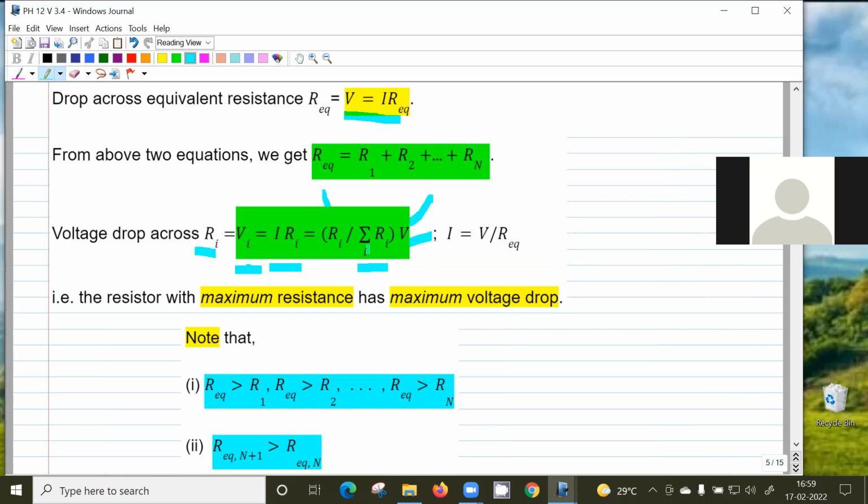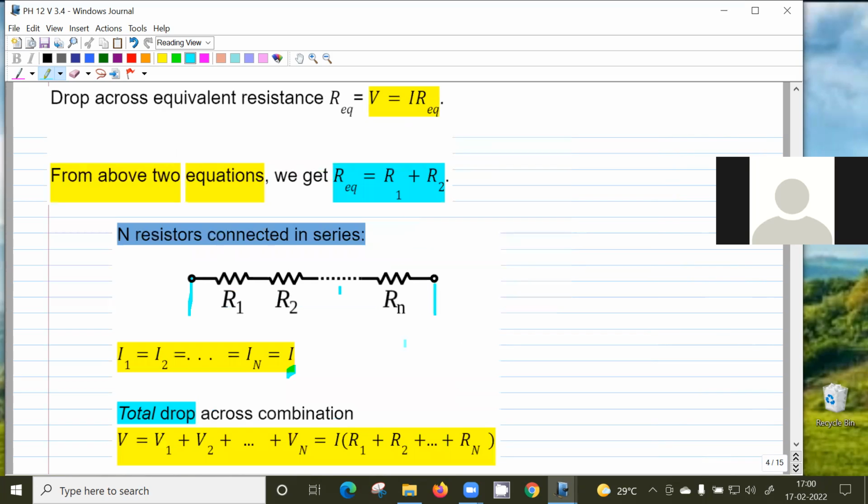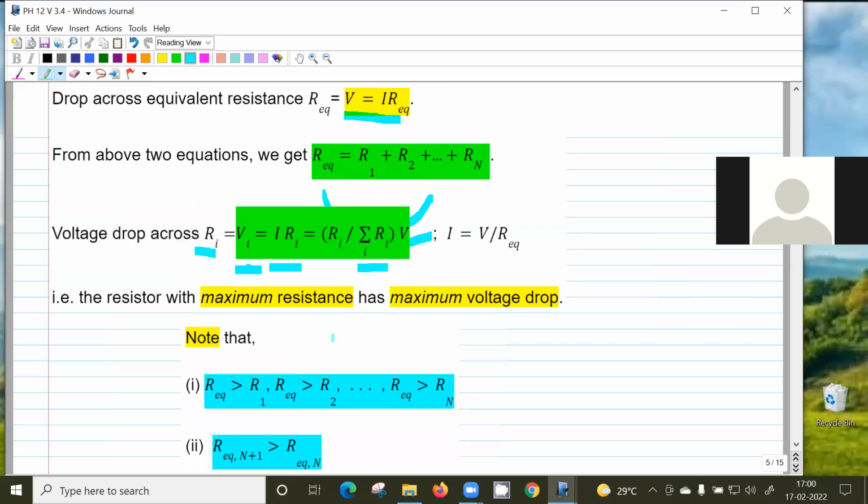Is that the EMF of the battery only, sir? Not necessarily. If it is connected to a battery, it will be whatever is the voltage. It can be part of any circuit. But whatever is the voltage drop from here to here, that will get divided among these two in direct proportion to the resistance.